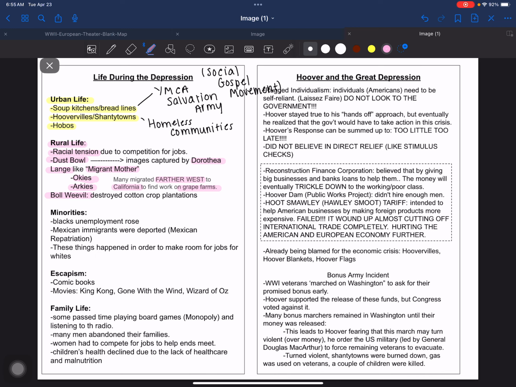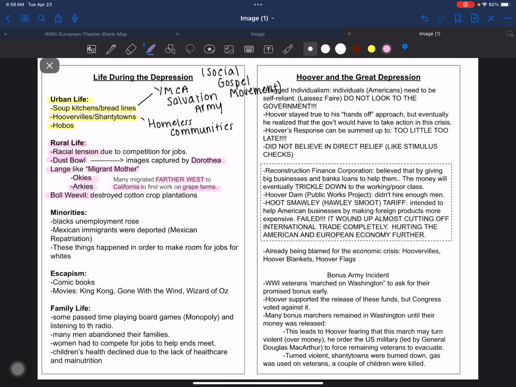And so, again, when it rains, it pours. We're already in a Great Depression. The South already kind of struggles. There's racial tension down here. And then this boll weevil is going to come in and wipe out one of our major crops that we produce in the South. So, kudos to that.